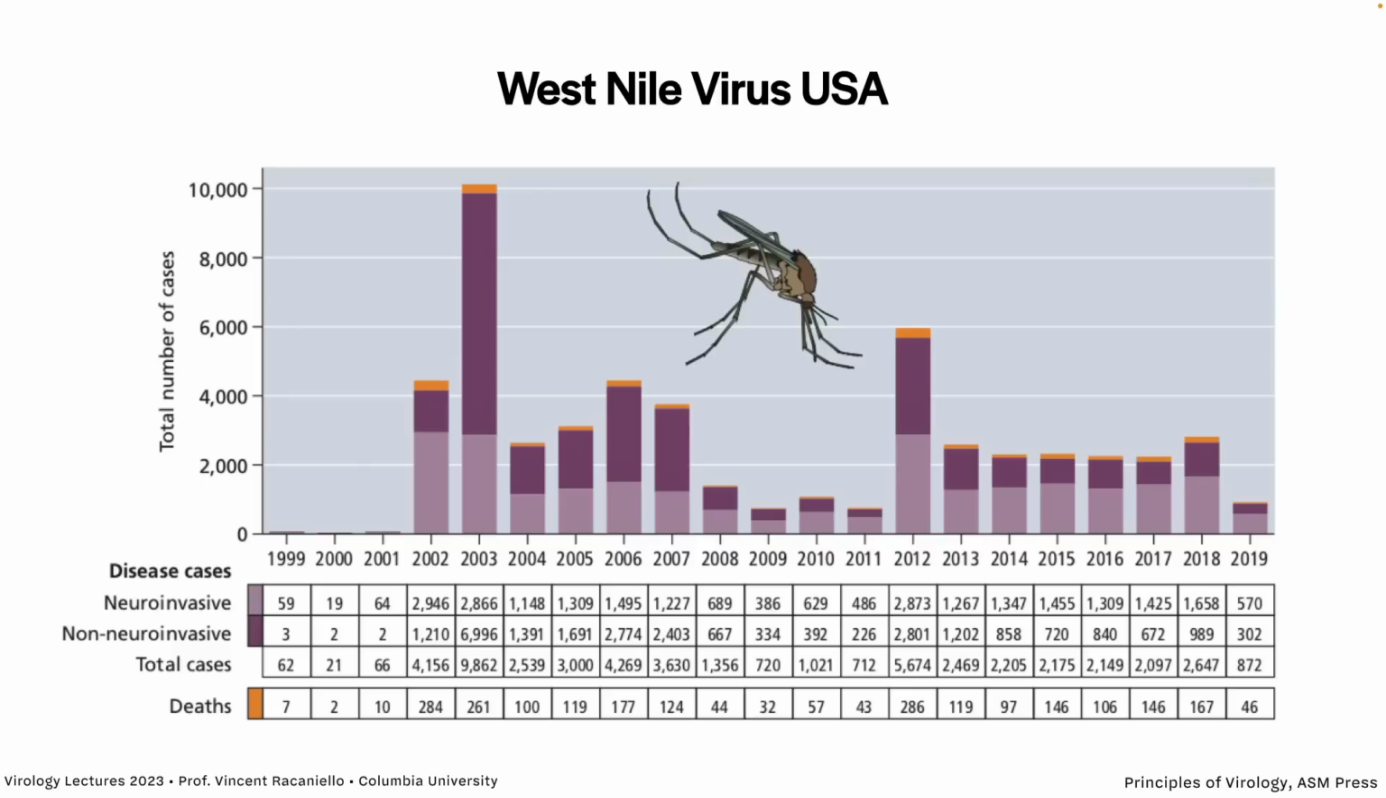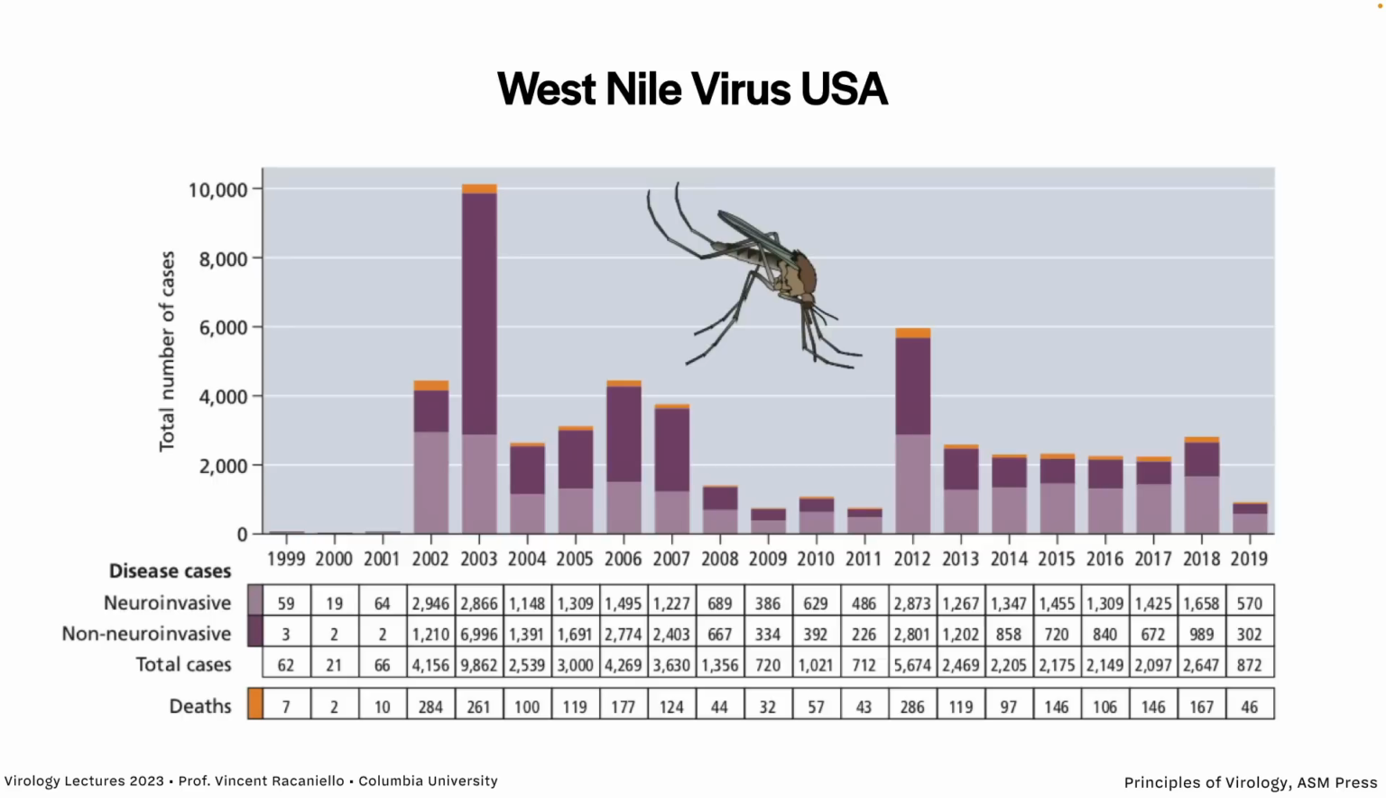One idea is that it's climate. When there's a particularly dry year, perhaps the birds are not available for the mosquitoes to bite, so they bite humans instead. On this graph, you can see the total number of cases every year and the number of deaths at the bottom. So not huge numbers, but if this is your mother or father, you're not happy about that.